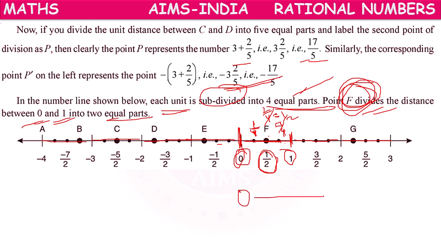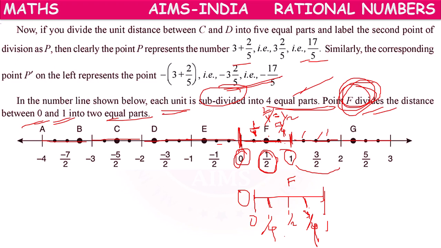We have 3 points between 0 and 1. Here, this point is F, which stands for 1 by 2. This point stands for 1 by 4, and this point stands for 3 by 4, because this is the first part out of 4 parts, 1 by 4, and the third part out of 4 parts, 3 by 4. So between any two consecutive values, these 3 points represent the same.